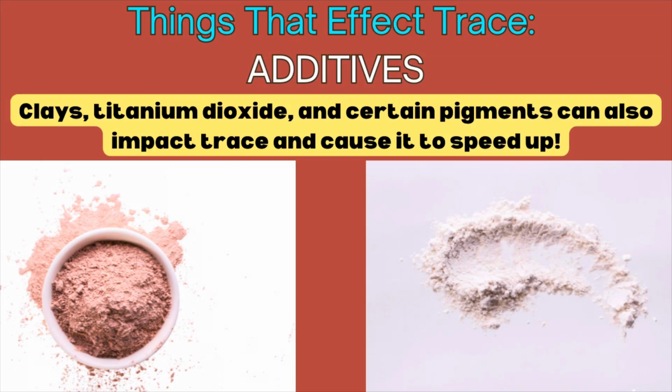Okay, and the last thing I wanted to make note of are additives. So additives are things like your clays, titanium dioxide, and certain pigments. These all can impact trace and cause it to speed up. I've even noticed that some of my colors with micas, some micas actually cause a little bit of acceleration compared to other micas. So some of this you just learn through trial and error as you go about making different batches.